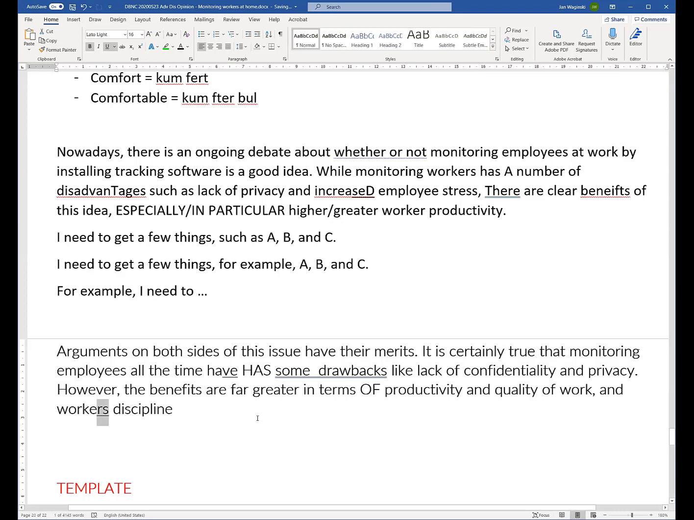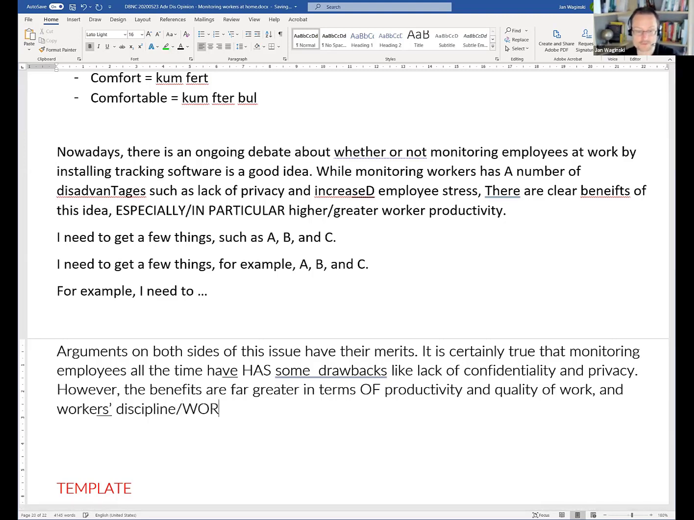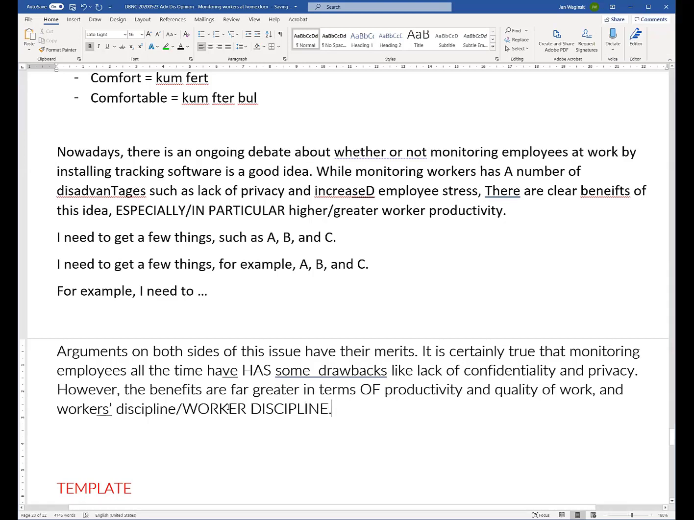The apostrophe, then discipline. Yeah, so is it apostrophe S or S apostrophe? S apostrophe. Good. The other way to do it would be to use the noun phrase worker discipline. Okay. Then this whole thing is a big noun, whereas here you need a possessive.